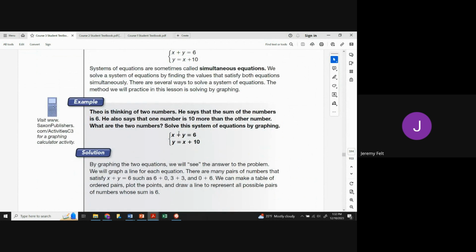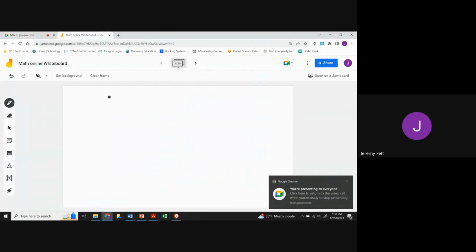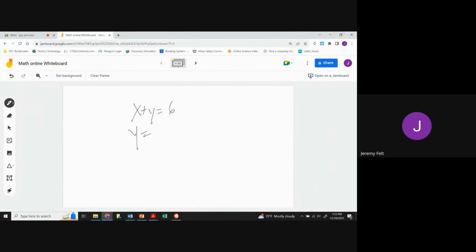So if this is the one we're looking at, x plus y equals 6, and y equals x plus 10. I would put them both in y equals form, since we can graph in our calculator that way. Let's look at this top one. Subtract x from both sides. y equals negative x plus 6, and then we have this one down here still.